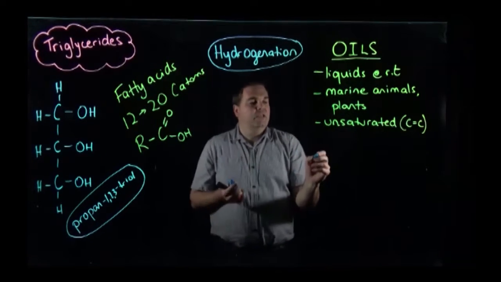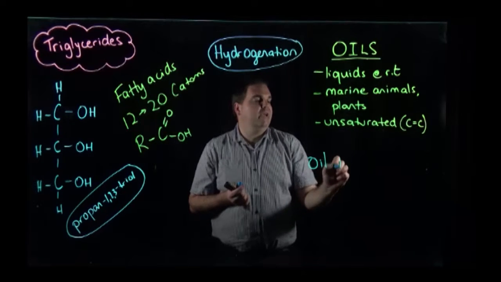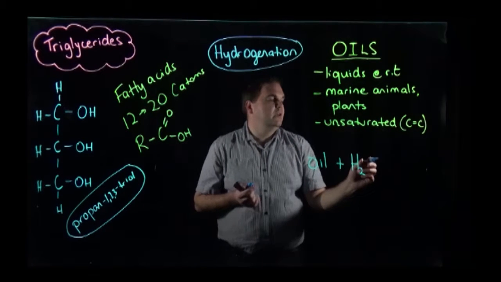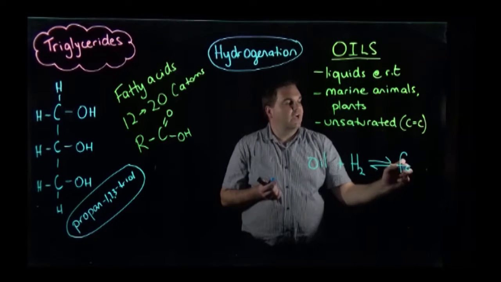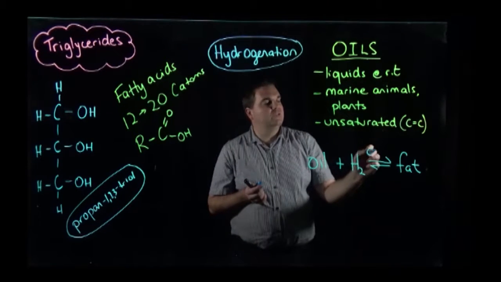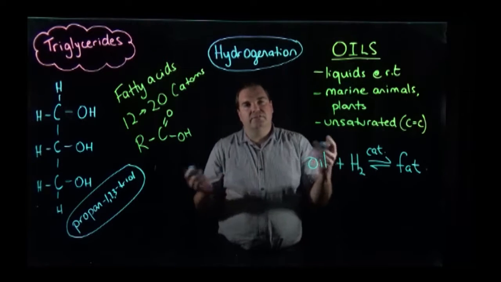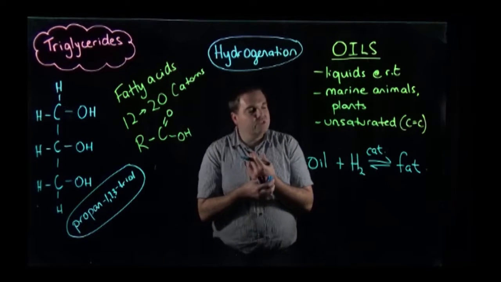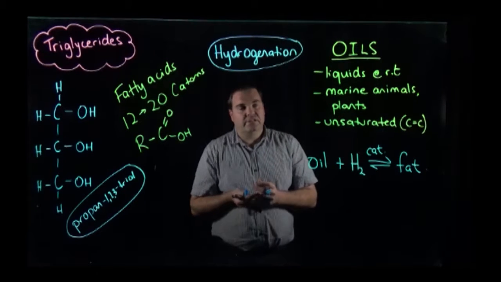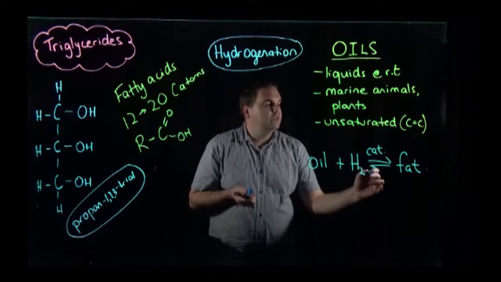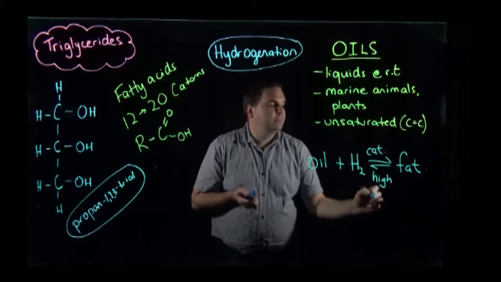Okay, so if you take an oil and you add in hydrogen gas, all right, this is an equilibrium, you can go both ways. You turn it into a fat, all right, what you use is a catalyst, so something like platinum's a really good one to use, because that helps to increase the rate of the reaction because all organic reactions are slow, and you also use high pressure.